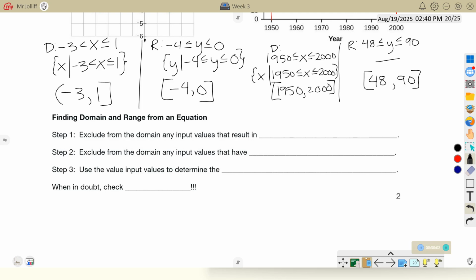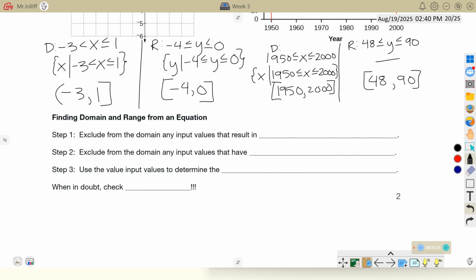So when we are looking at functions, we're going to start by assuming that all values work with the function, meaning all x values from negative infinity to infinity work, and all y values are possible, from negative infinity to infinity. And we're going to use the structure of the function to then narrow those down.